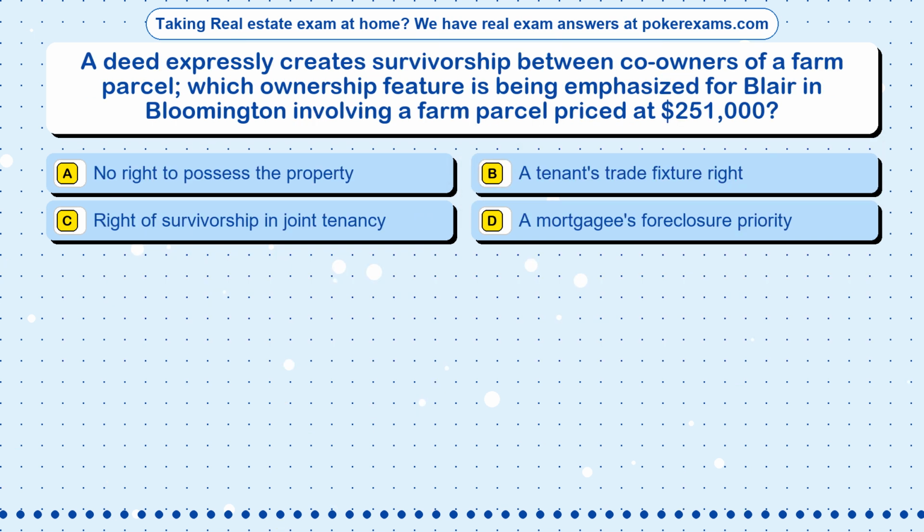Question 59. A deed expressly creates survivorship between co-owners of a farm parcel. Which ownership feature is being emphasized for Blair in Bloomington involving a farm parcel priced at $251,000? Option A. No right to possess the property. Option B. A tenant's trade fixture right. Option C. Right of survivorship in joint tenancy. Option D. A mortgagee's foreclosure priority.